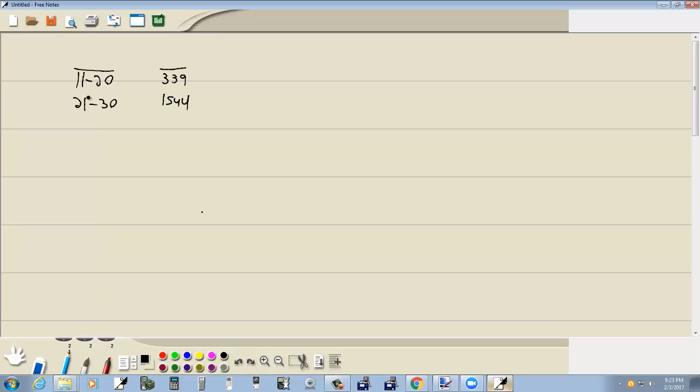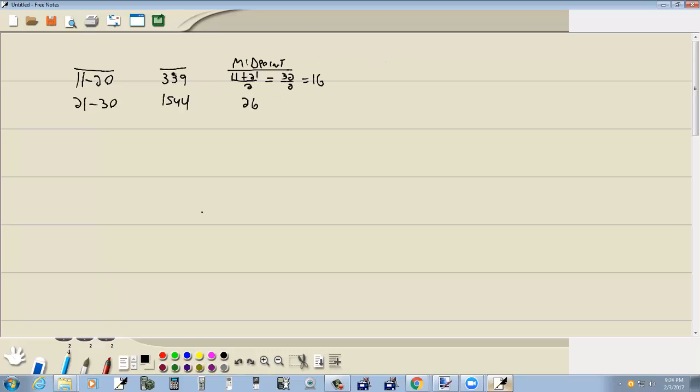If I look at my midpoint, you can take this lower class plus the next lower class. So 11 plus 21 divided by 2. That gives us 32 divided by 2, which gives us 16. And then our class width is 10, so this next one would be 26 and so on.